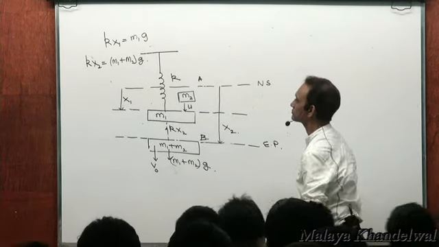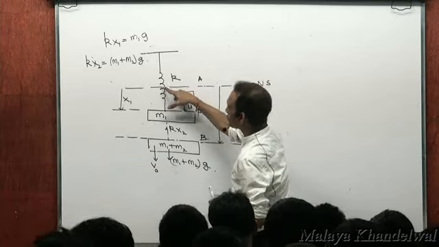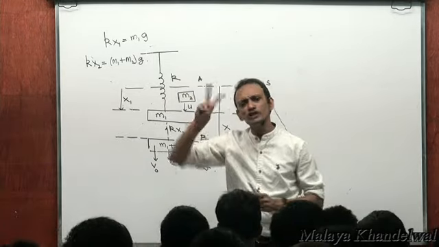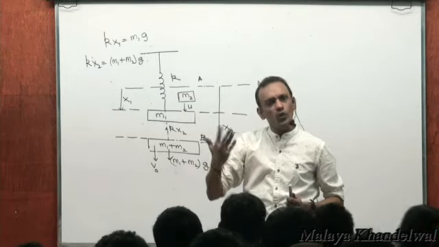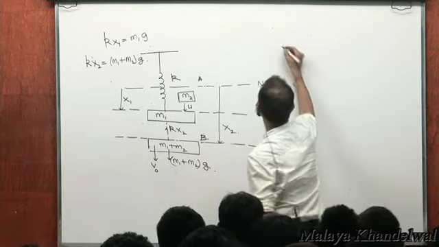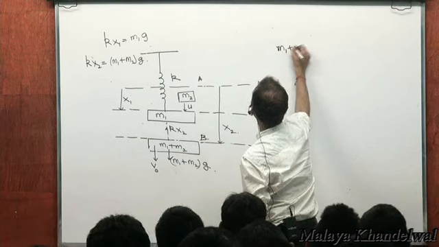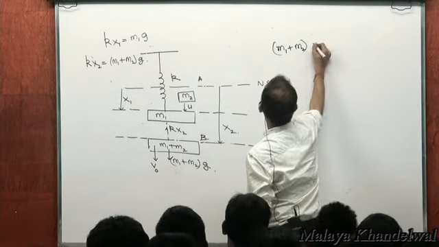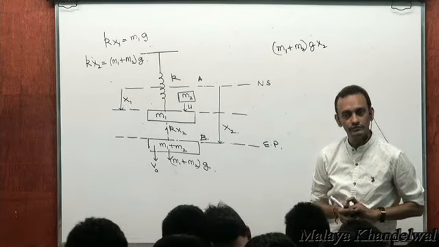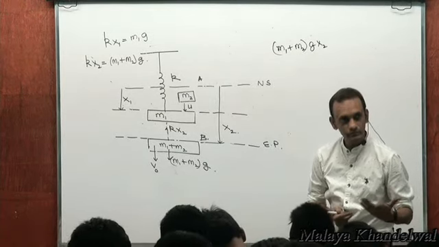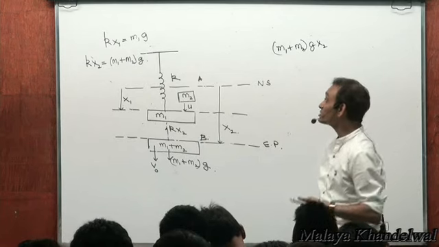Forces acting. When the particle goes from state A to state B, there are only two forces acting on the particle, mg and the spring force. Isn't it? What's the work done by mg? m1 plus m2 into g x2 is the work done by gravity, right? What's the work done by the spring force?